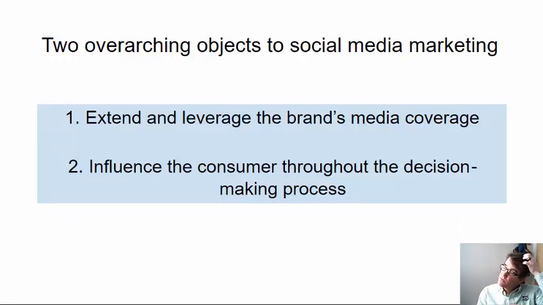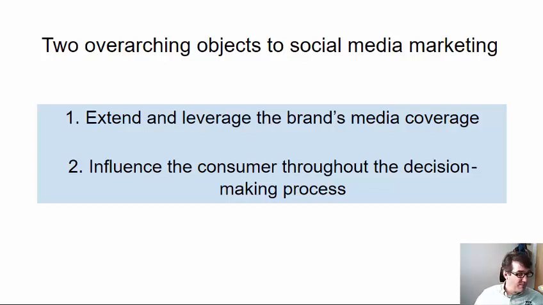There are two overarching objectives of social media marketing. The first is to extend and leverage the brand's media coverage. Oftentimes before social media, brands were limited to radio, television, print media, maybe a few other forms to extend their exposure out there. But with social media, it's a lot easier to extend because social media can be relatively inexpensive. And the next is to influence the consumer through the decision-making process.